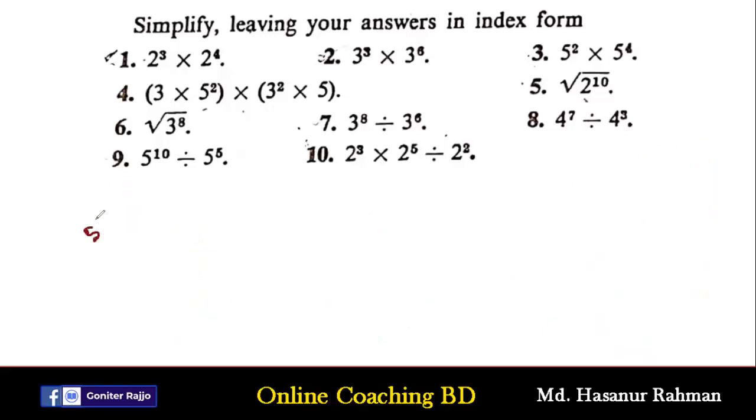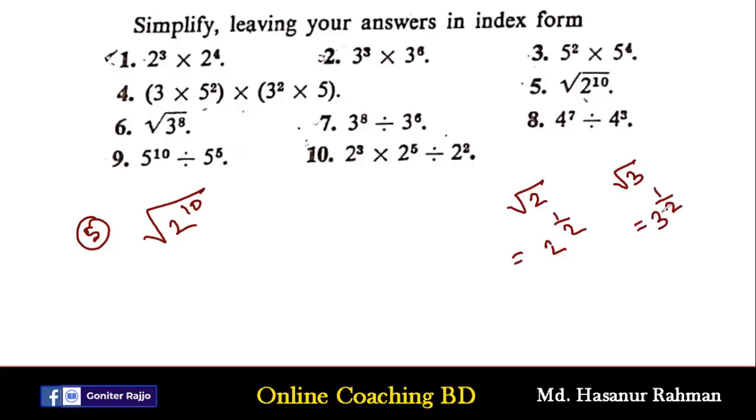Now number 5. Number 5 says square root of 2 to the power 10. So how can you solve this one? This is very simple. Square root means the power will be half. Square root of 2 means actually 2 to the power half. Square root of 3 means actually 3 to the power half. So when we see this type of thing, square root, that means the power will be half. So square root of 2 to the power n, that means we have to multiply this power by half. Why? Because of the square.